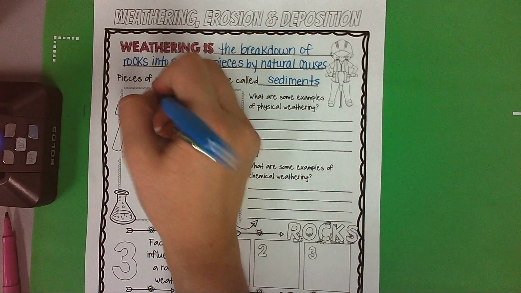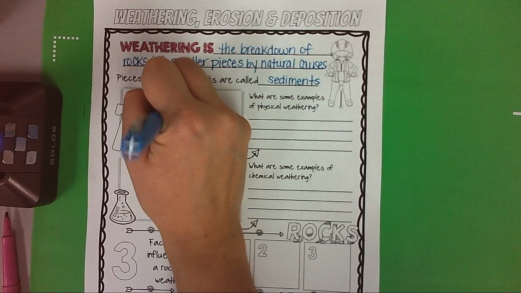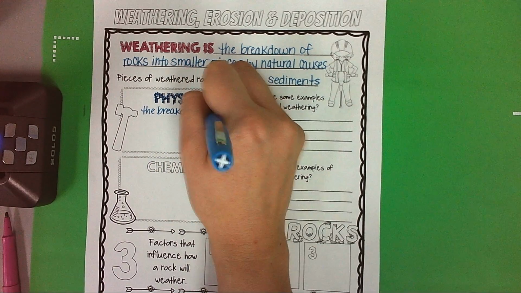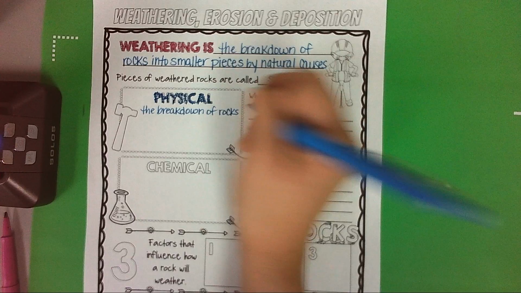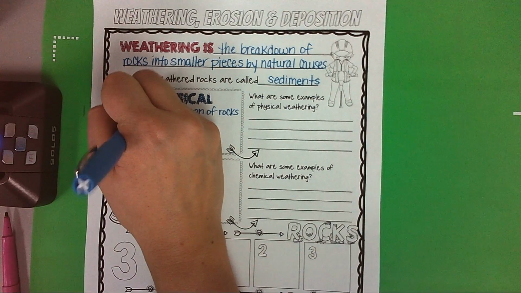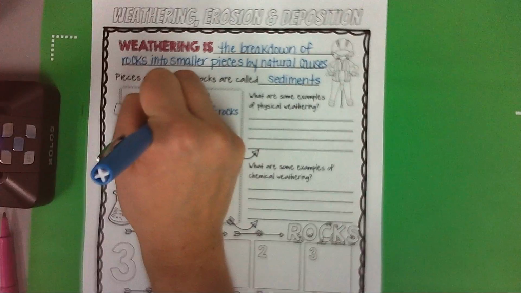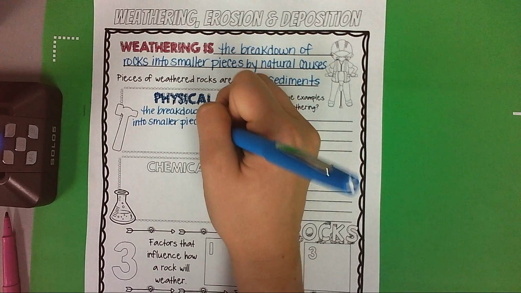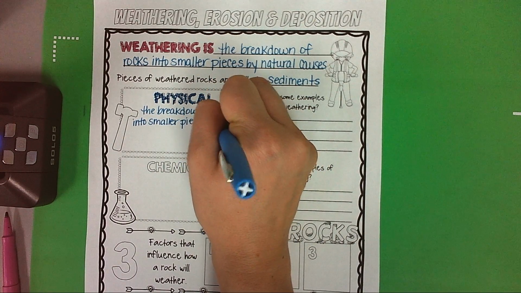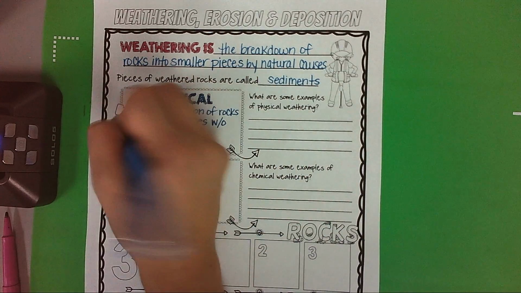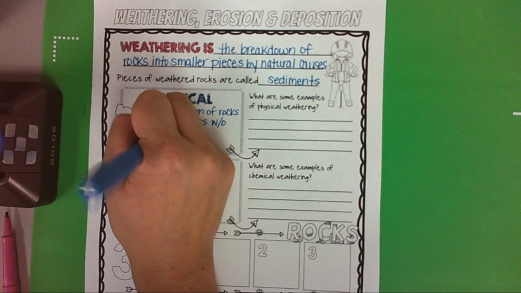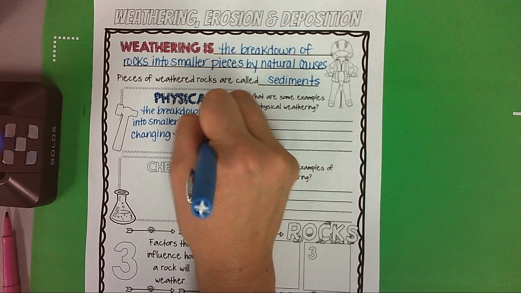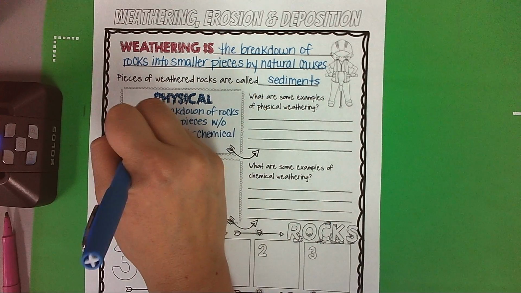Okay, so physical is the breakdown of rocks. The breakdown of rocks into smaller pieces. Remember, I before E except after C. Okay, so I'm going to put a slash W/O for without changing their chemical composition.